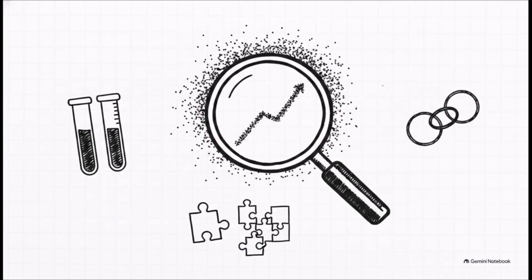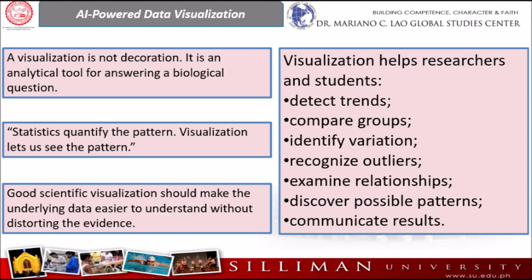Good visualization really does the heavy lifting for researchers. Imagine you're tracking a new medication's effect on cell growth. A solid graph lets you seamlessly detect overarching trends, compare your experimental groups, and immediately spot those subtle variations or crazy outliers that might otherwise totally skew your statistics. It helps you examine relationships and discover patterns that are just hiding in the noise. When done right, visual design makes complex data completely understandable, and it does it without ever distorting the evidence.